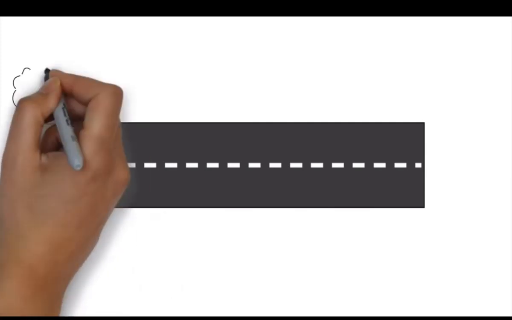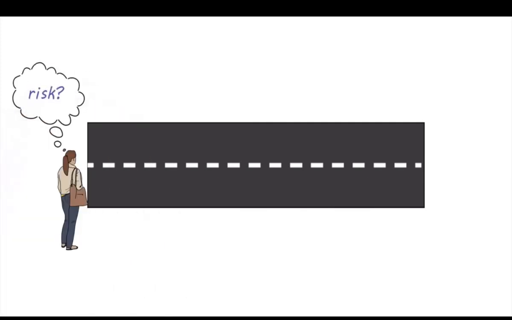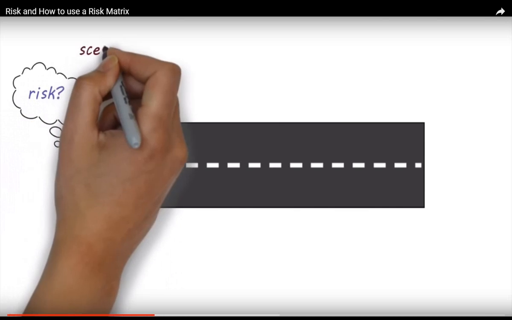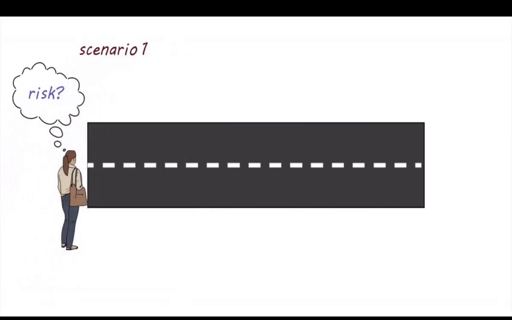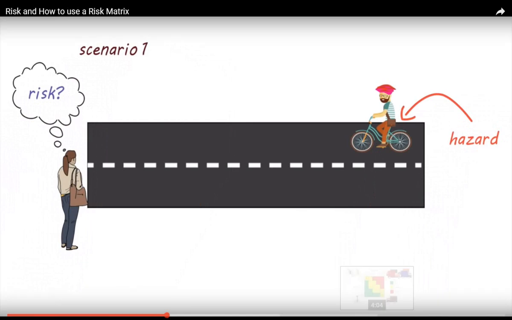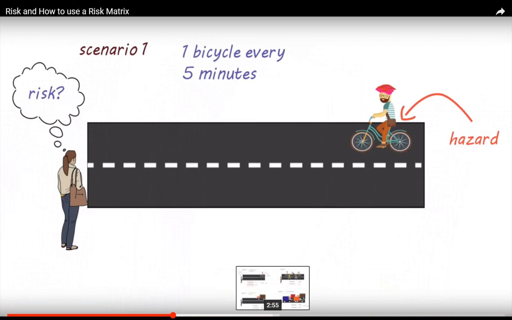Say you have to cross a road and you're trying to figure out what the risk associated with this is. Let's take a look at some different scenarios. In the first scenario, our hazard is a bicycle. Let's assume there are only bicycles allowed on this road. Let's also assume that the road is not that busy and there's only one bicycle every 5 minutes on that road.